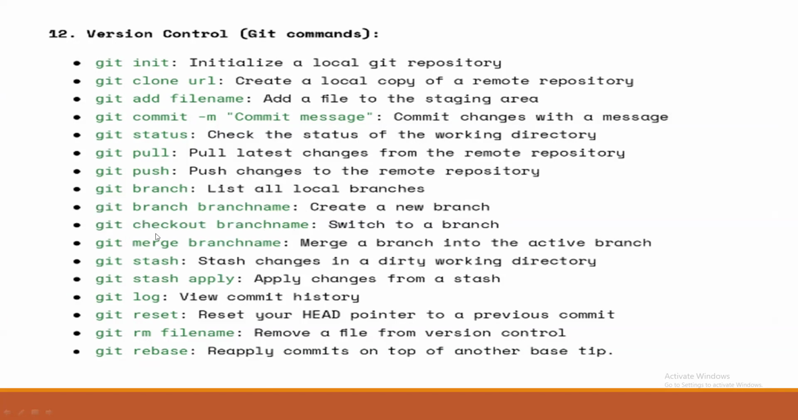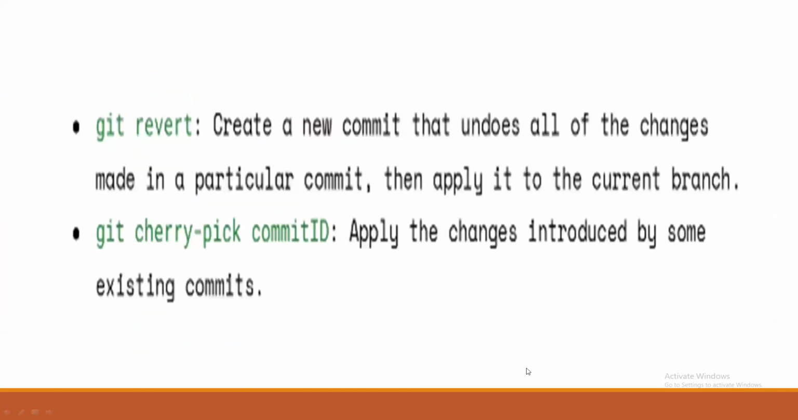So git checkout means we can switch to the new branch. Git merge branch name, merge a branch into the active branch. Git stash, stash changes in a dirty working directory. Stash apply, apply changes from the stash. Git log, view the commit history. Git reset, reset your head pointer to the previous commit. Git rm file name, remove a file from the version control. Git rebase, reapply commits on top of another base tip.